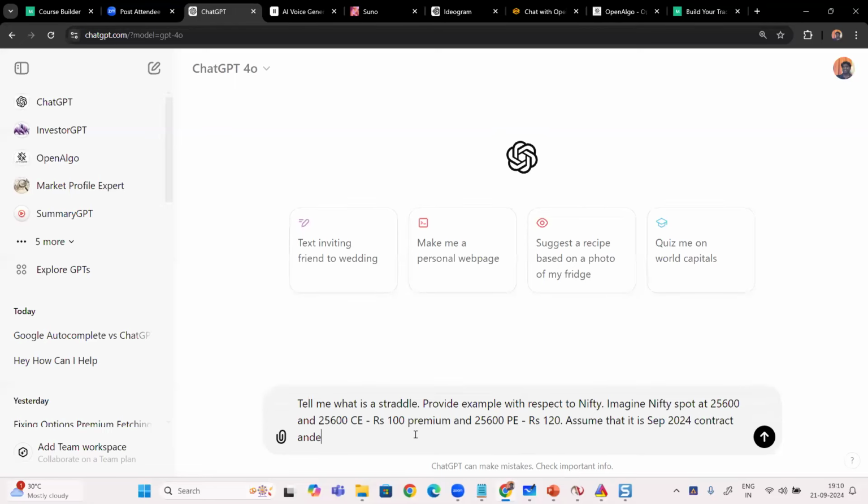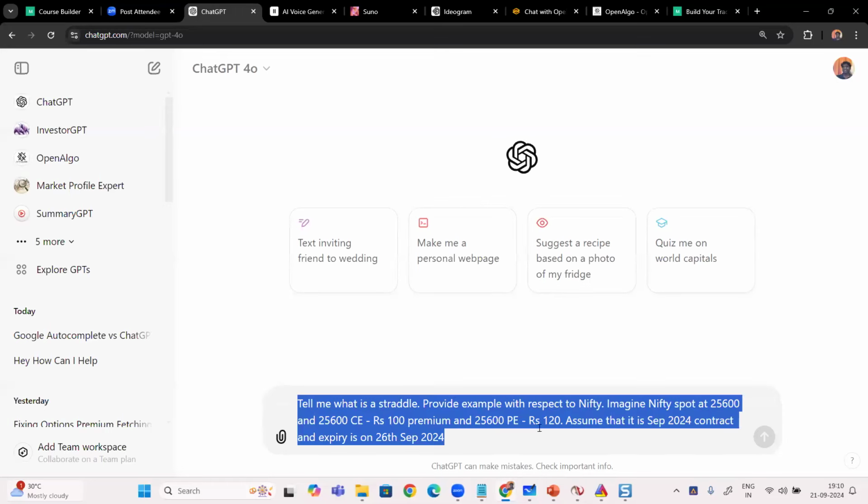and expiry is on 26th September 2024. So I'm just giving a task like this. I'm also giving more details about that contract, expiry, premium, all those details. So now it will try to explain to me with a suitable explainer over here.